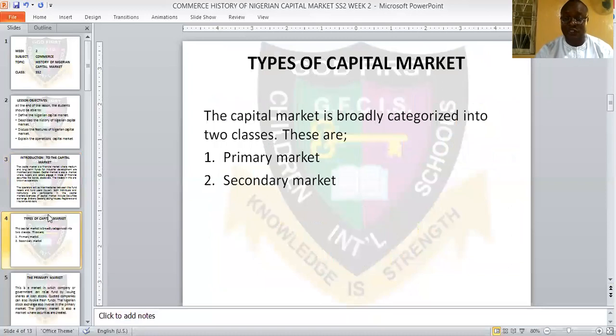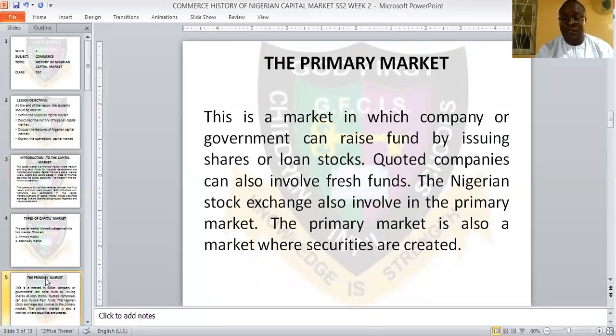Let us look at the types of capital markets. The capital market is classified into two aspects: the primary market as well as the secondary market. The primary market is a market in which a company or government can raise funds by issuing shares. This capital will be given in the form of shares and loan stock.